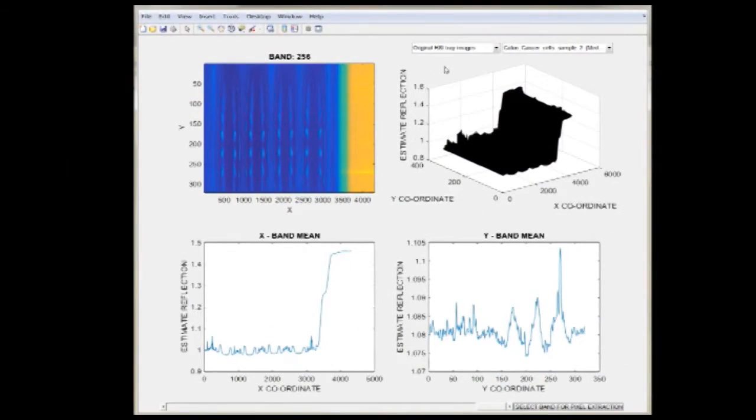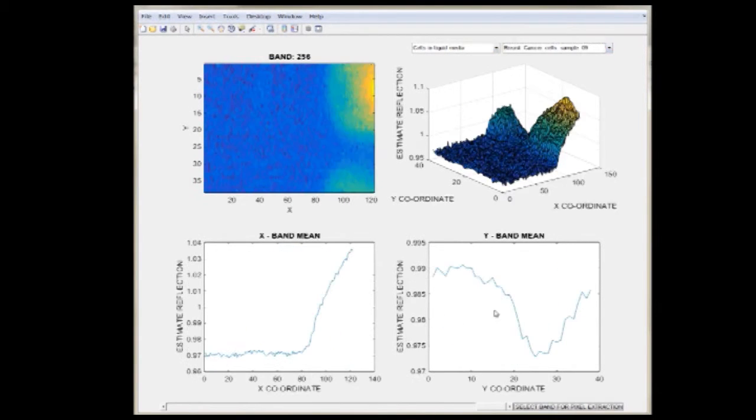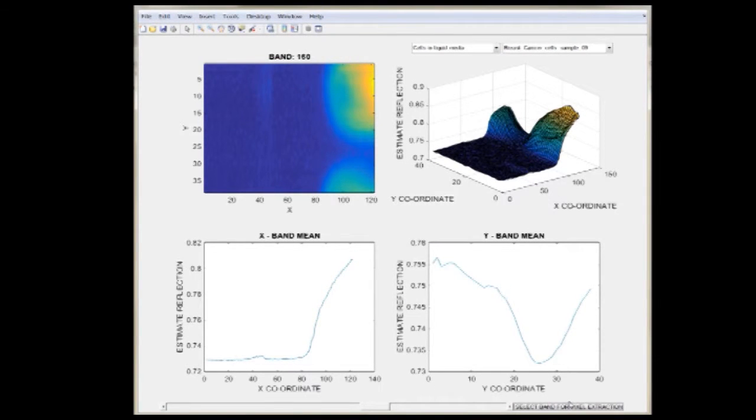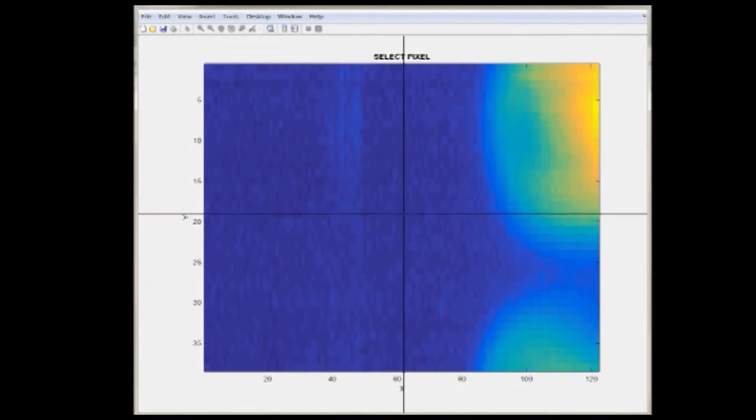Here we have the data viewing interface. We can choose which samples to view, the wavelengths, and extract the pixel's reflectance graph for analysis.